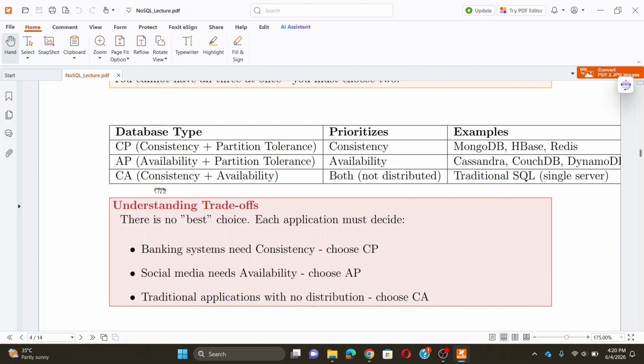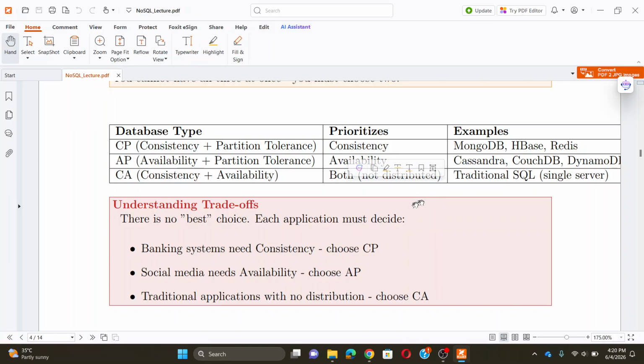CA means consistency plus availability. In this type, they must both get equal priority. The examples are traditional SQL databases on a single server.